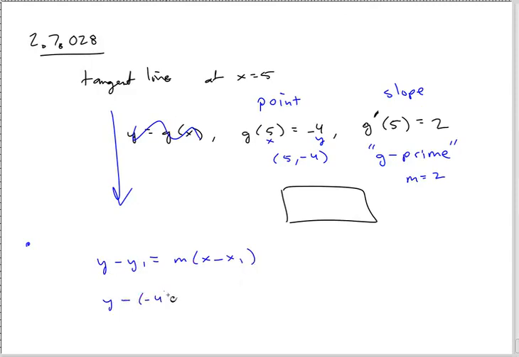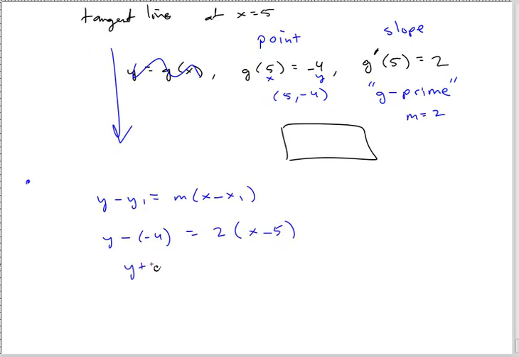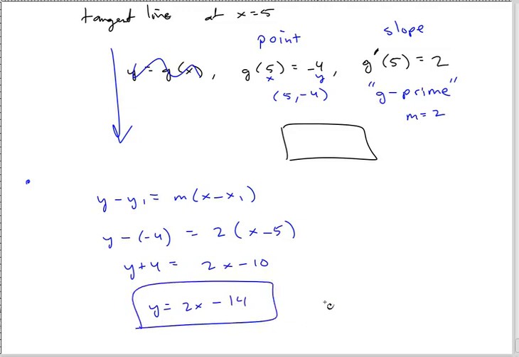So y minus a negative 4, I got a 2 for my slope, and then I got a 5 for my x. 2 negatives make a positive. Distribute your 2, move the 4 over, and I should get a negative 14. Yep. That's your answer. That's what you put in the box, and you're done. That's it. You have to type the full equation. You have to type the y equals for this to be correct.